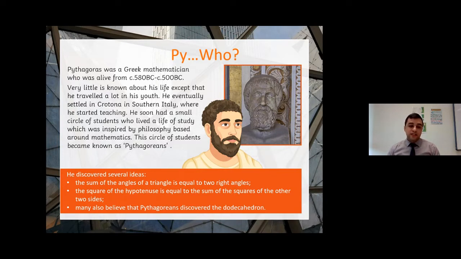Also, Pythagoras discovered several ideas. The sum of the angles of a triangle is equal to two right angles. You know, two right angles is 180 degrees, because each right angle is 90 degrees. Also, the square of the hypotenuse is equal to the sum of the squares of the other two sides, which we are going to have a look at today. Many also believe that Pythagoreans discovered the dodecahedron. It's a 12 faced 3D shape. You can also Google it and find how it looks on the internet.